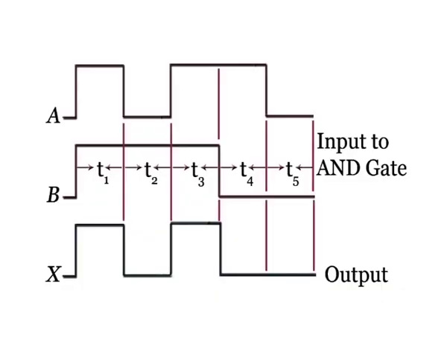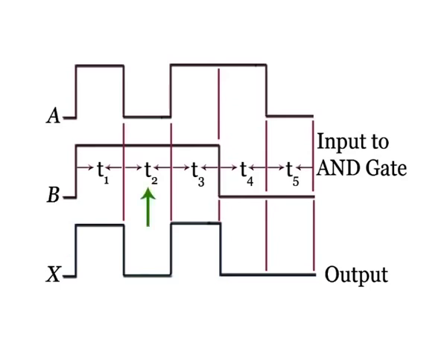Let us examine the waveform operation of an AND gate by looking at the inputs with respect to each other in order to determine the output level at any given time. As shown in this figure, inputs A and B are both high during the time interval T1, making output X high during this interval.